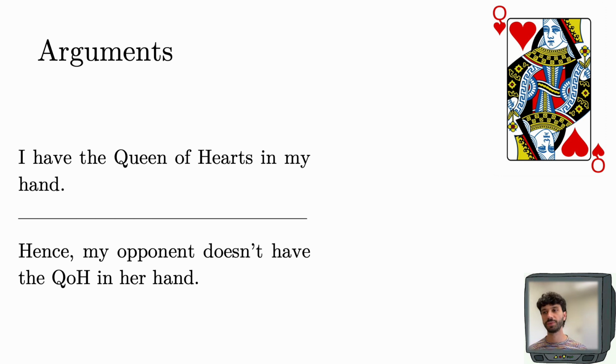Let's look at another one, just to make sure we understand the form of arguments, or at least get an intuition for them. Suppose that I'm playing a game of poker, and I see that I have the Queen of Hearts in my hand. Hence, I conclude, my opponent doesn't have the Queen of Hearts in her hand. What are the premises and what is the conclusion? Well, the conclusion is that my opponent doesn't have the Queen of Hearts in her hand, and the premise and the reason for this is that I have the Queen of Hearts in my hand.